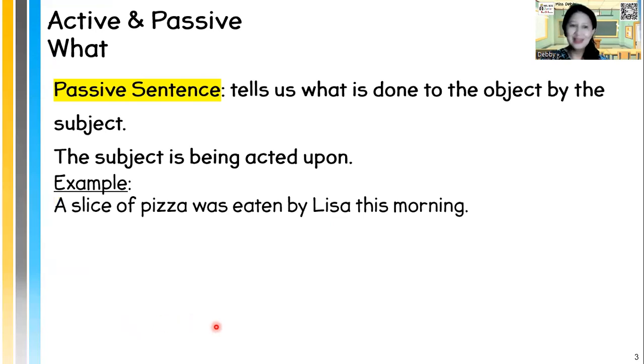Okay, the next one. What about the passive sentence? A passive sentence tells us what is done to the object by the subject. In other words, the subject is being acted upon. Okay, a slice of pizza was eaten by Lisa this morning.